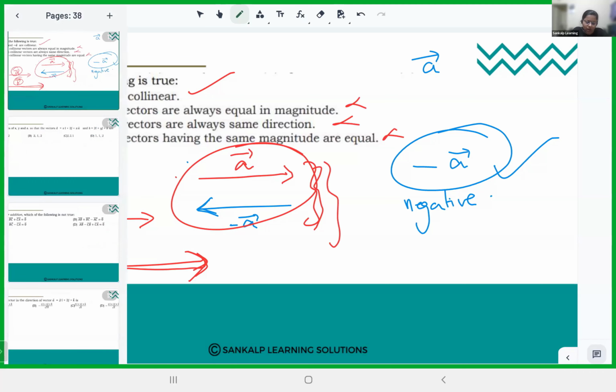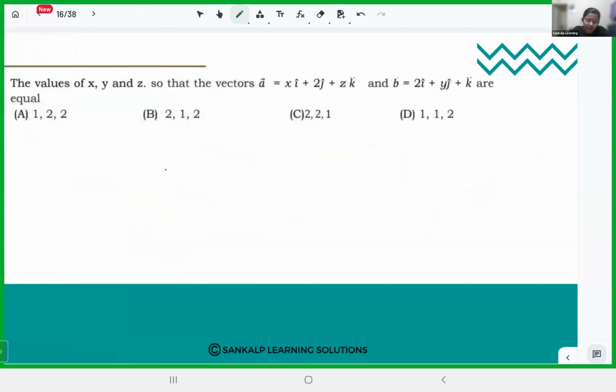Okay, now moving on to our next question. Find the values of x, y and z so that the vectors vector A equal to xi plus 2j plus zk and vector B equal to 2i plus yj plus k are equal. When can you say that two vectors are equal? When their corresponding scalar components are equal, isn't it? So here, what is the component of the unit vector i for the vector A? For vector A, it is x, right? For vector B, it is 2. So x should be equal to 2.